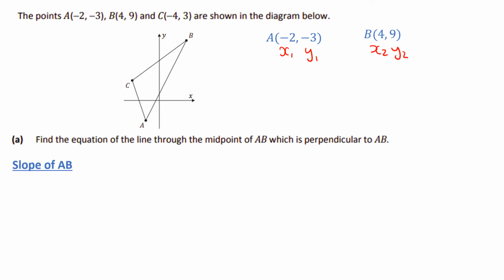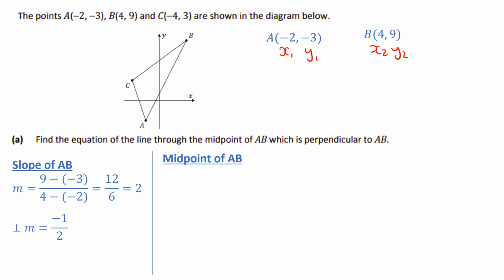Let's start with the slope of AB. So the slope is y2 minus y1, watch your signs, all over x2 minus x1, and that simplifies to 2. To then work out the perpendicular slope, we find the opposite reciprocal, which basically means we change the sign and flip the fraction. So my perpendicular slope is minus 1 over 2.